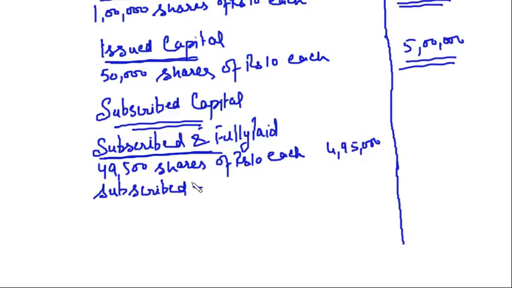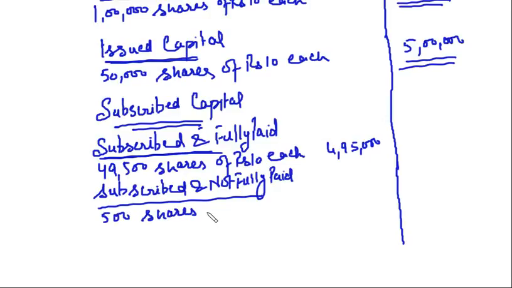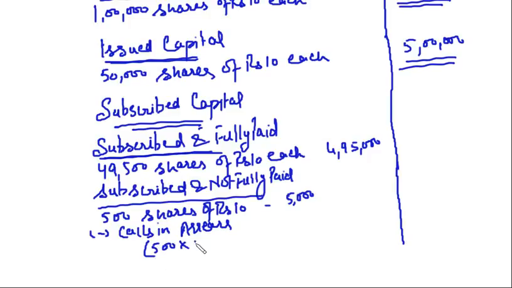And subscribed and not fully paid. On 500 shares we called rupees 10. How much? 5,000 we called. But how much we received? Only rupees 5 and the rest 5 is our calls in arrears. We discussed about calls in arrears. What is calls in arrears? The amount that we called but we didn't receive. So 2,500 is the amount that is still to be received and 2,500 that we have received.